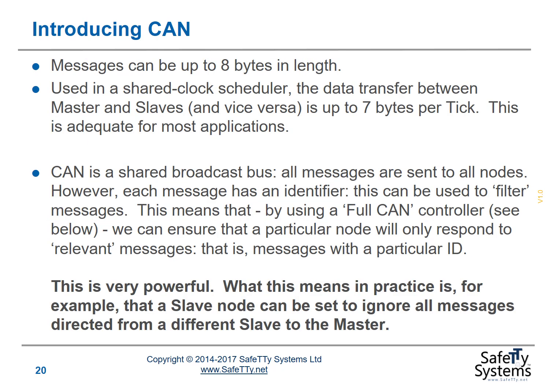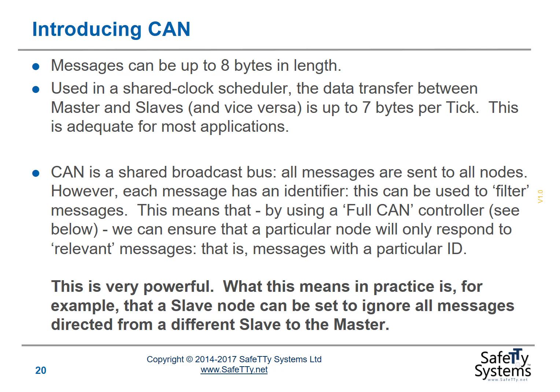Messages in CAN can be up to 8 bytes in length. Using the kind of protocols that we're discussing in this course, we typically use 7 data bytes per tick, and we use 1 byte to identify the slave node that we're trying to communicate with.